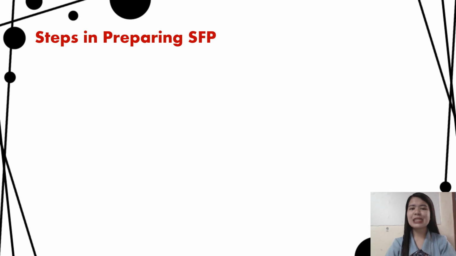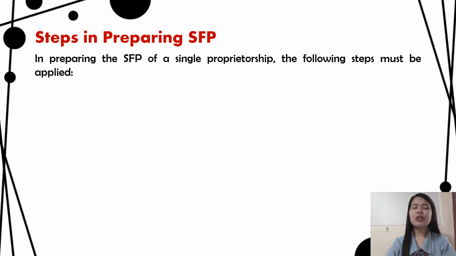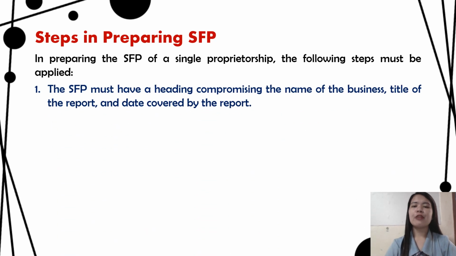Here are the steps in preparing SFP. We're going to prepare SFP of a single proprietorship, and we are going to start with the heading. The SFP must have a heading comprising the name of the business, the title of the report, which is the Statement of Financial Position, and the date covered by the report.